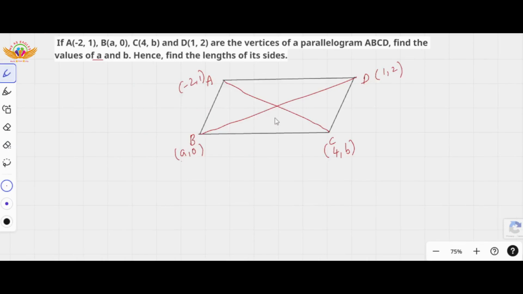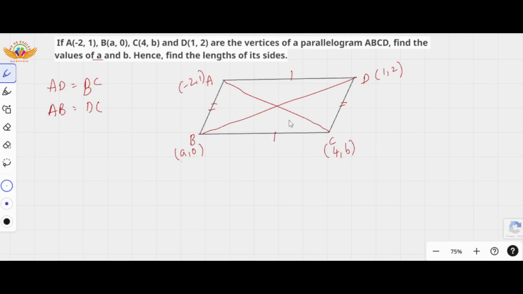Okay, done. So now we know that for a parallelogram, the opposite sides AD equal to BC, and AB must be equal to DC. The opposite sides must be equal for a parallelogram.